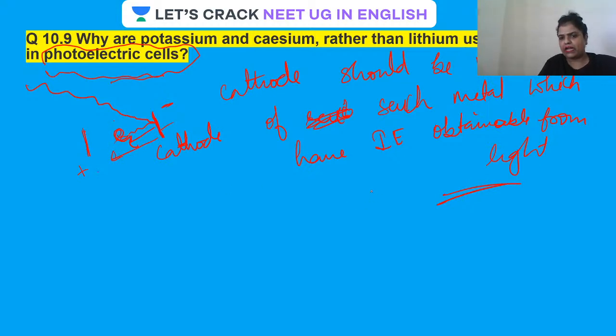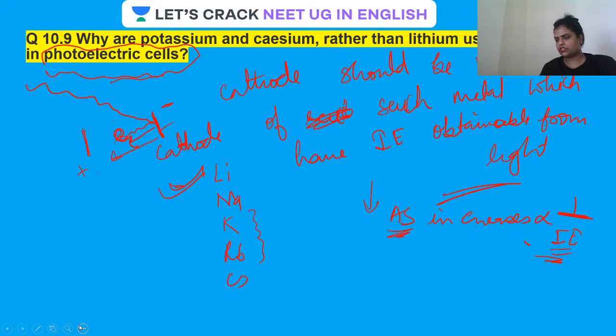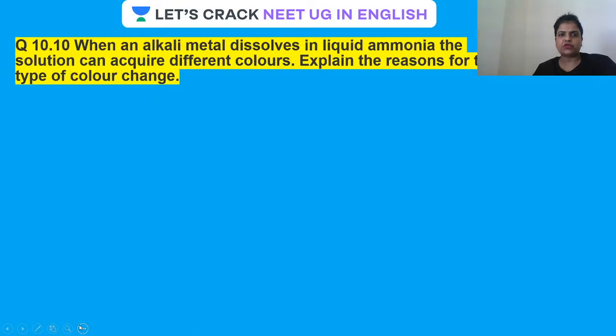And guys, you all know that as you move down, atomic size increases, and atomic size and ionization energy are inversely proportional to each other. So the more the atomic size, the less the ionization energy. As you move down, first you find lithium, then sodium, potassium, rubidium, then cesium. Lithium has very high ionization energy, which is not going to be provided by the light itself, therefore you cannot use it in a photoelectric cell. Whereas these have less ionization energy, therefore they can be very well used in a photoelectric cell. Now look at the next question.